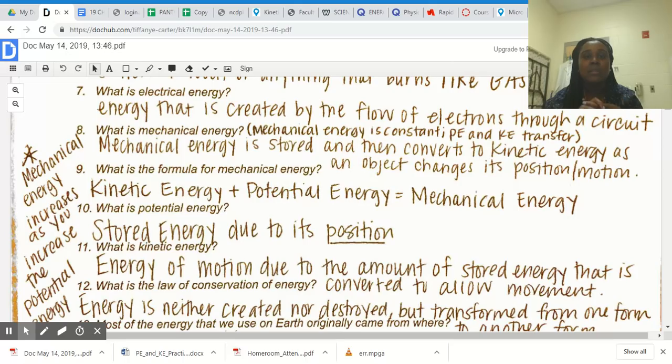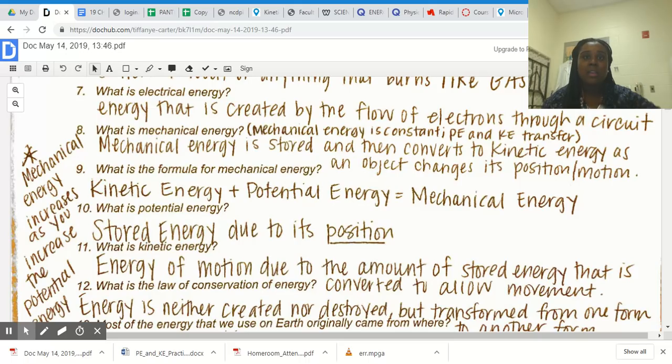So when I have, say, a stapler sitting on a ledge, because of its distance away from the ground, because of its height, because of its position, it is storing energy. And due to its position, it's going to store a specific amount of energy. So if I were to drop this stapler, as it begins to drop, the potential energy that it stored while it was sitting on my hand is now being converted into kinetic energy as it falls. So mechanical energy is potential energy plus kinetic.